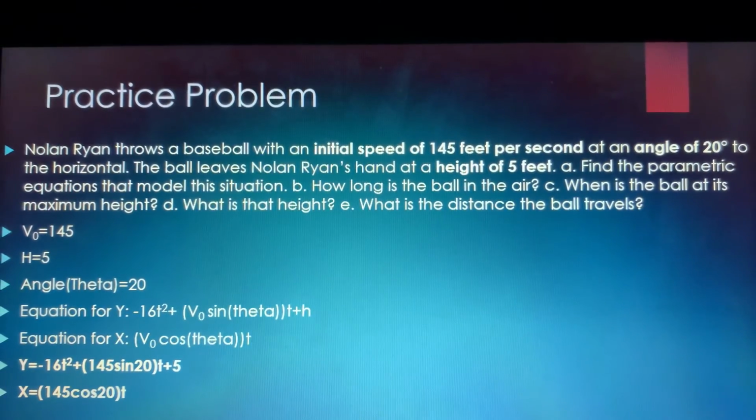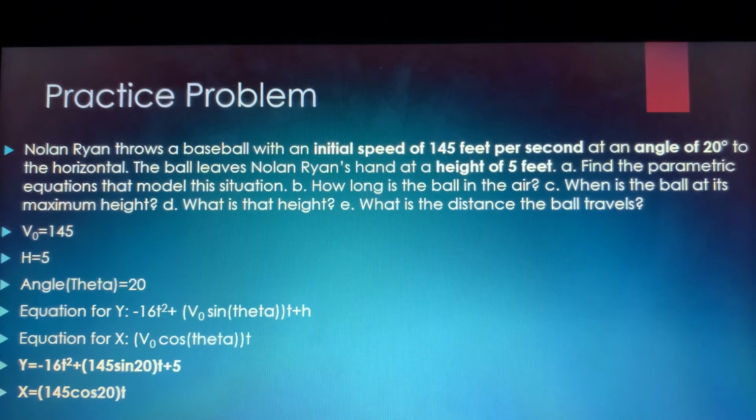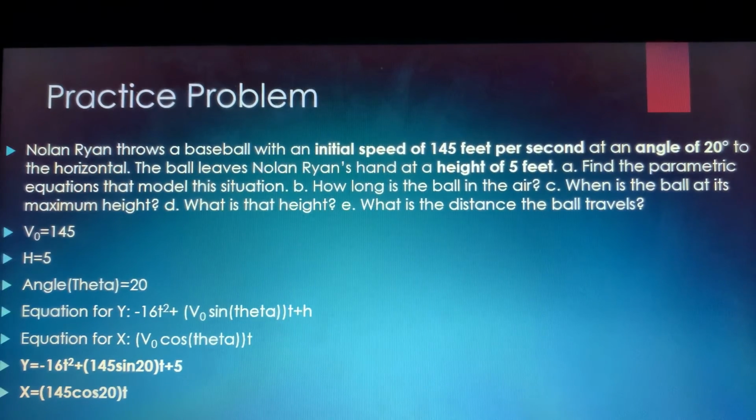Now the equation for x is v sub 0 cosine of theta times t. Remember, y is sine, x is cosine. Now when we substitute in 145, 5, and 20, we get y equals negative 16t squared plus 145 sine of 20, quantity t, plus 5, and x equals 145 cosine of 20 times t.